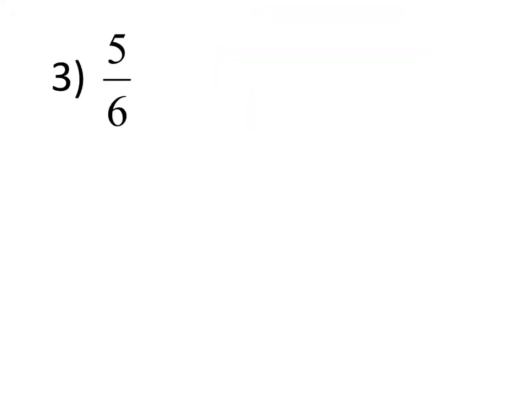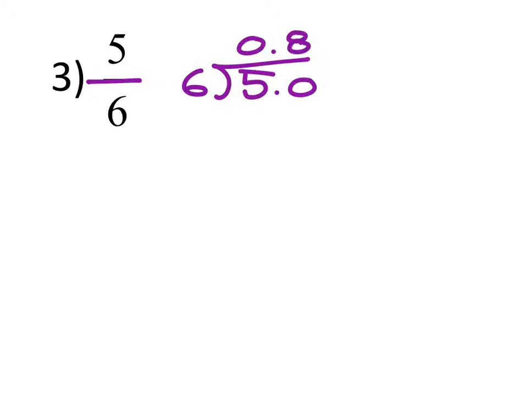Number 3 is going to be a little bit different because it's still division, but the answer is going to come out very different. This one we're going to do 5 divided by 6. 6 won't go into 5, but it will go into 50 8 times. So 8 times 6 is 48. Subtract, I got 2 remaining, which means I need another 0 to drop here because 6 doesn't go into 2.